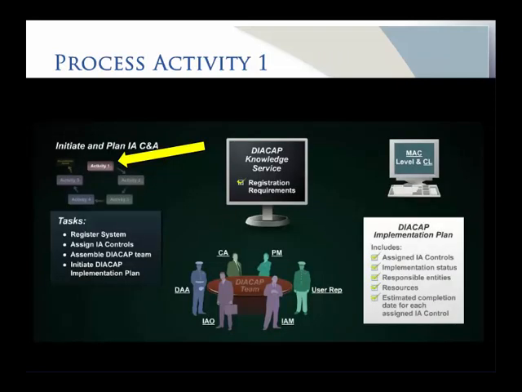So now we're getting into the nuts and bolts of the process that we call DIACAP. And step number one is initiate and plan information assurance for certification and accreditation. So what we're talking about here is you're going to be assigning the IA controls that we just talked about. You're going to be monitoring your implementation status, looking at responsible entities, who's going to be responsible for what, what resources do you have. You're going to be putting things on a POA&M so that you can chart things out, when things are going to happen. This is mainly the planning stage. You're setting up the posture so that you can be DIACAP compliant.